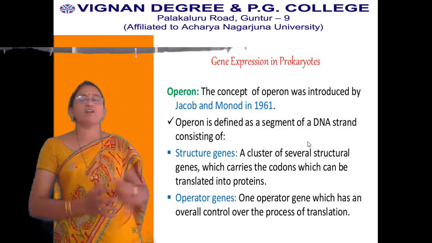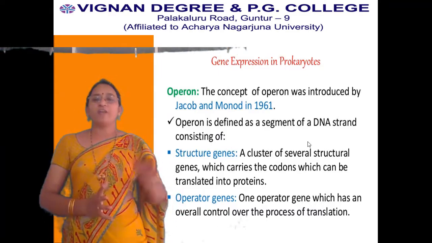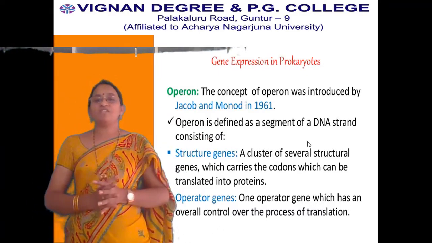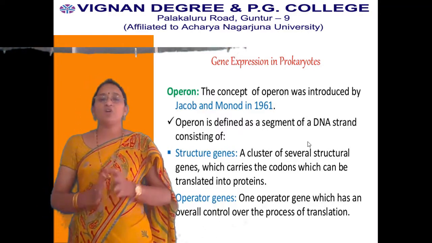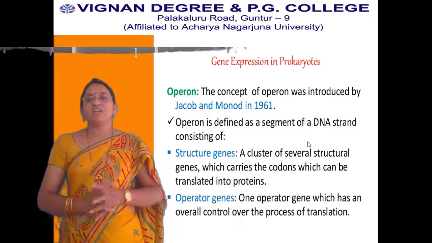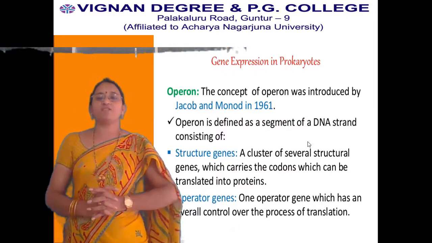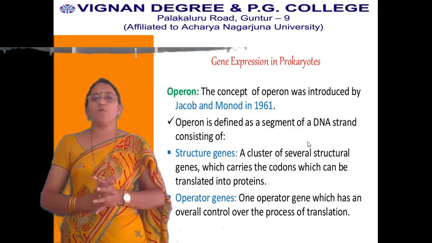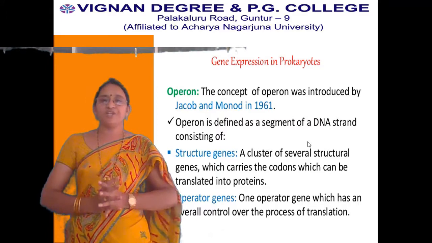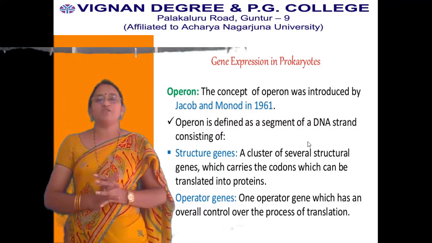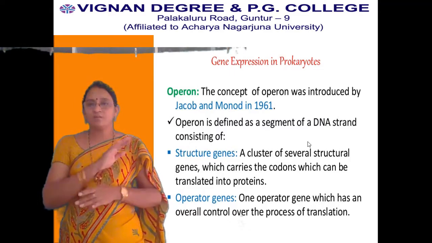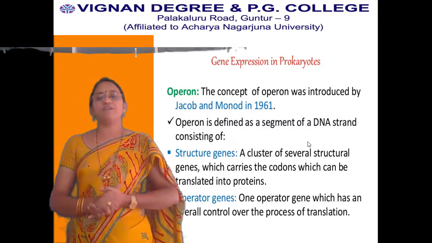The next type of genes are operator genes. One operator gene has overall control over the process of translation. That means to express the structural genes, they require the operator genes to function. So overall control of structural gene expression is achieved by the operator genes. The operator controls the process of expression in the operon.